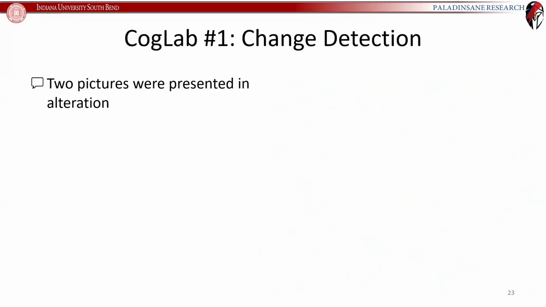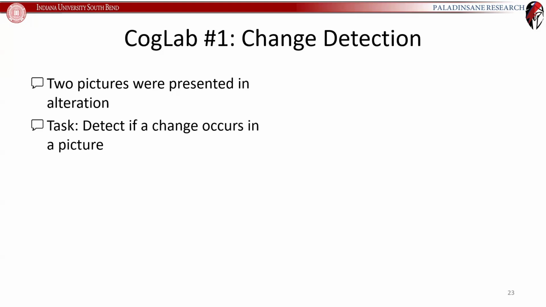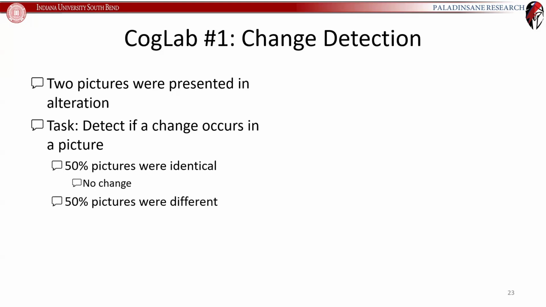Okay, so in this first Cog Lab, this is the change detection Cog Lab. Two pictures were presented in alternation, and your task was to detect if a change occurred in the picture. 50% of the pictures were identical, so two pictures that are exactly the same would be presented in alternation, and you were to indicate that there was no change. 50% of the pictures had something that was different, and in that case, you would indicate that there was a change. And on top of that, whether they were identical or had a change, there were two conditions.